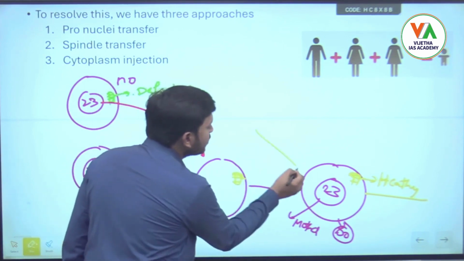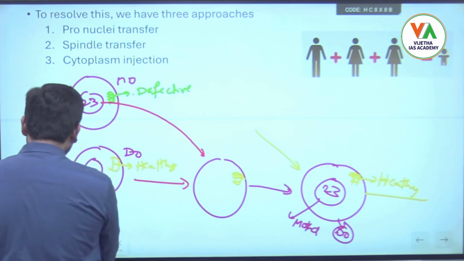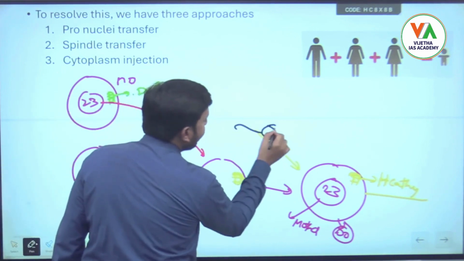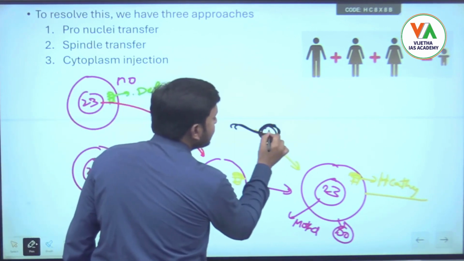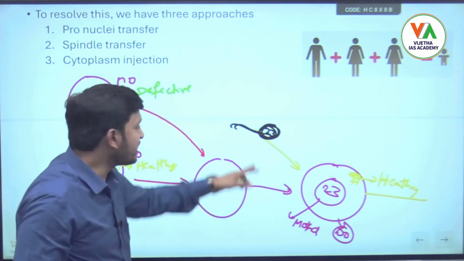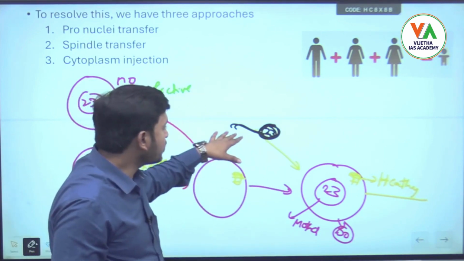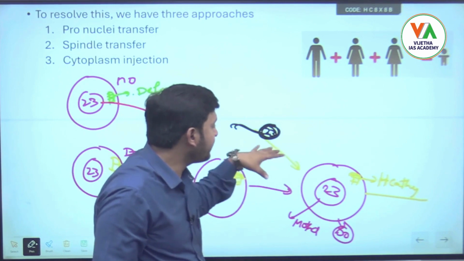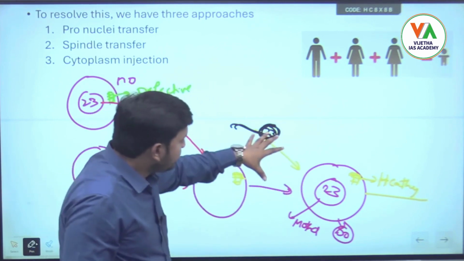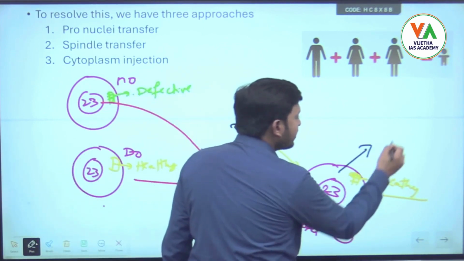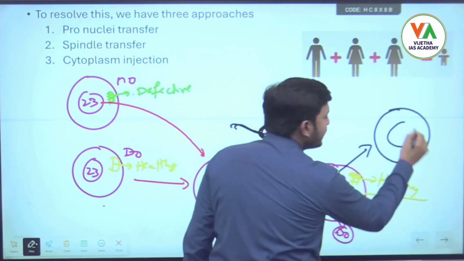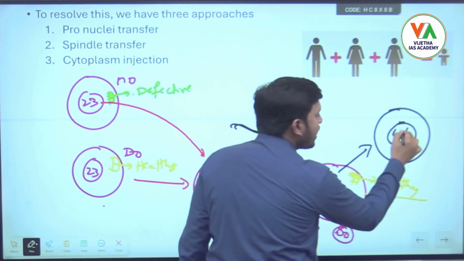I will fuse this structure now with the sperm. This is the sperm from the father, which is having 23 chromosomes. Once this structure has been fused with the sperm, what is the structure we are getting? This is the egg, and in this one we are having 46 chromosomes.